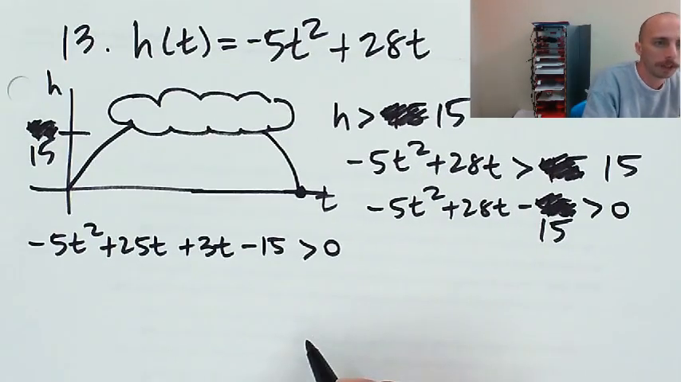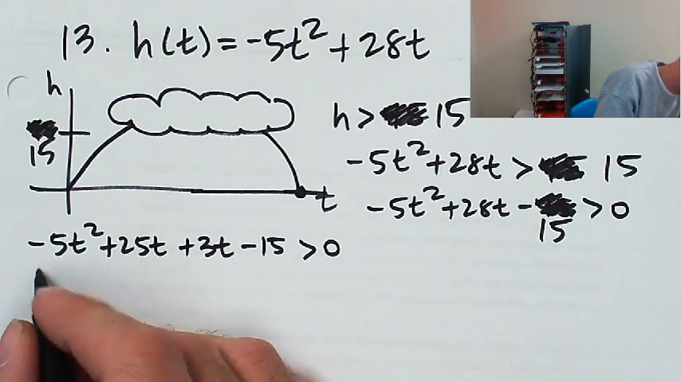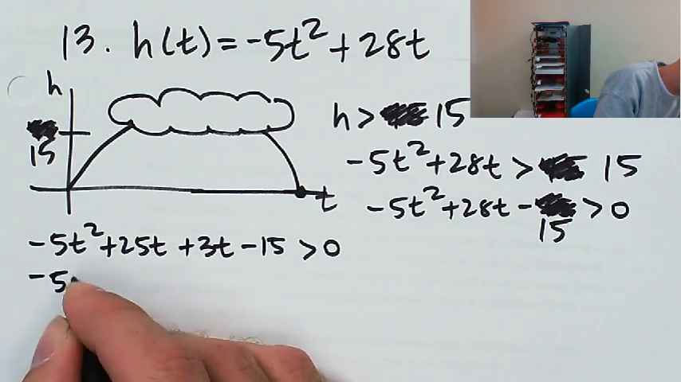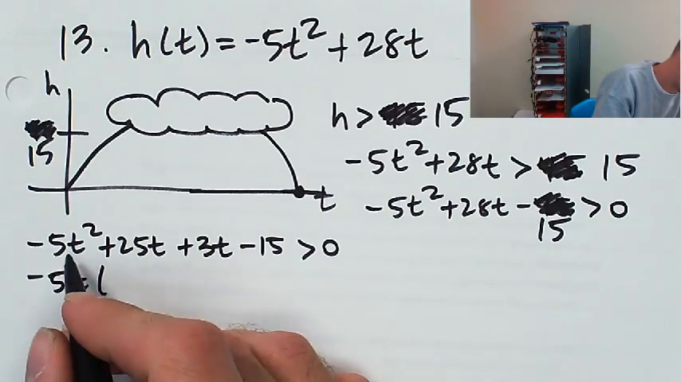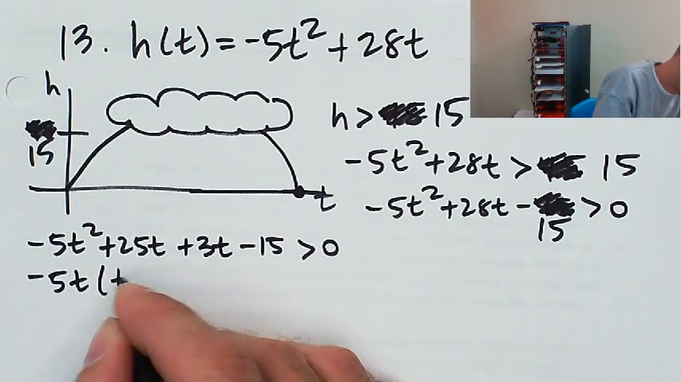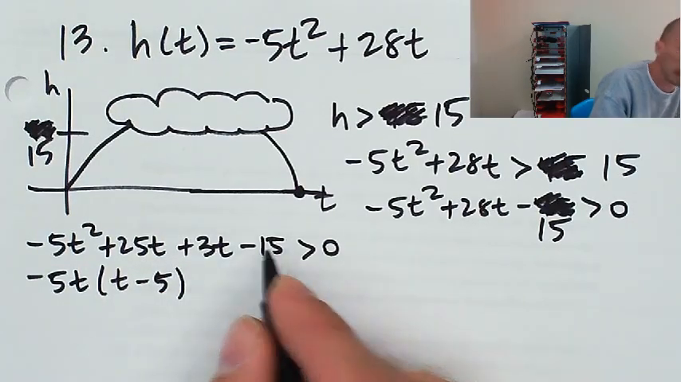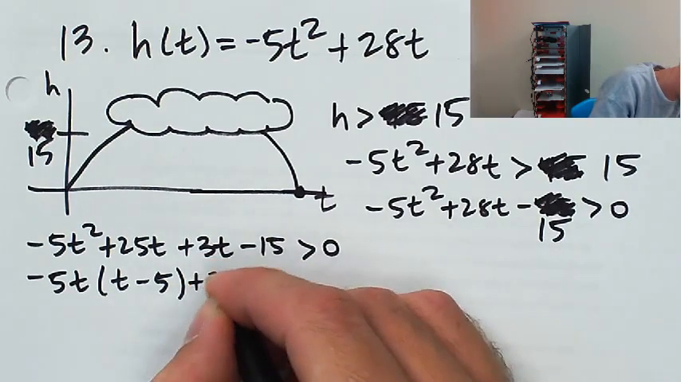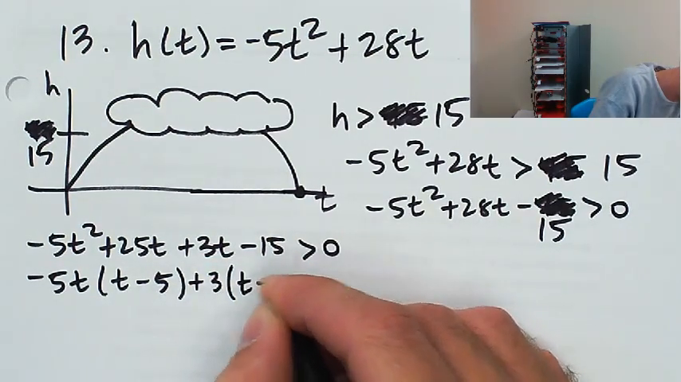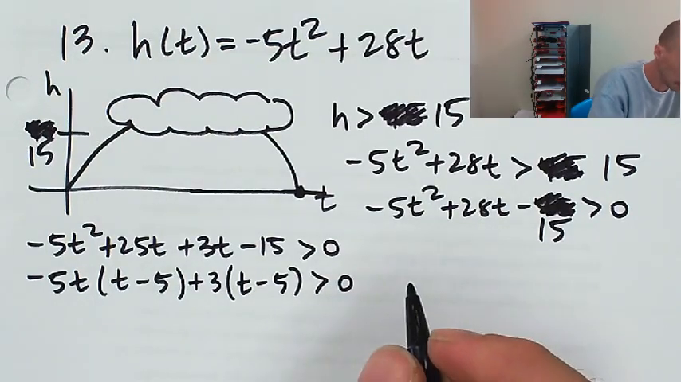Okay, now I'm going to group and factor. What's common to both of these, I'm going to take the negative out, I'm going to take a 5 and a t. So what would I multiply negative 5t by to get negative 5t squared? Just 1t. And then I would have to multiply this by negative 5, I think. And then 3t and negative 15, what's common to those is the 3. So I'll factor out plus 3 times t minus 5 is greater than 0.